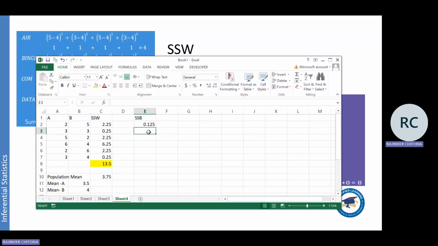Second case, for the second group, the population mean is 3.75 minus the mean of the second, that is 4. Then we square it and multiply by 2, as we have two groups. Then we take the sum. We're getting some SSB value. So we have two values with us, SSW and SSB. Depending on your use case, you can take a call. That's the outcome we are getting.